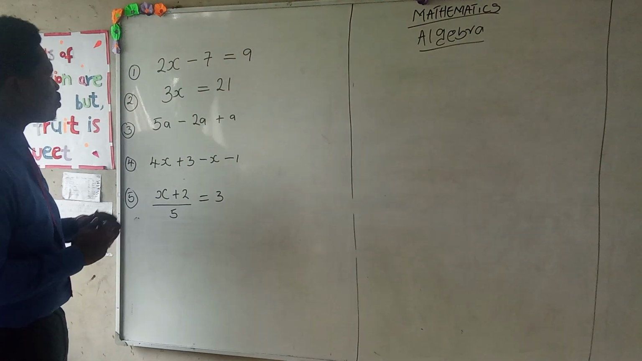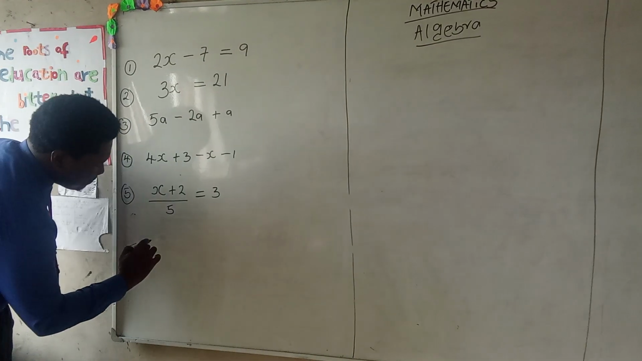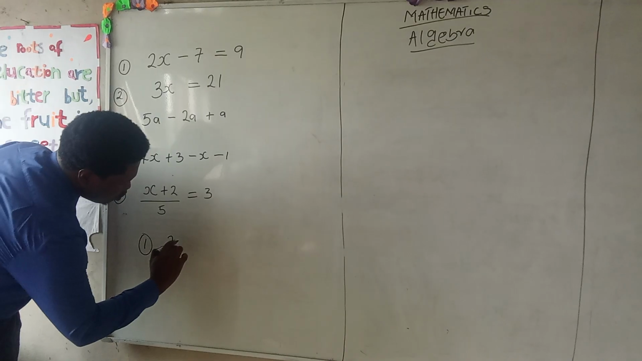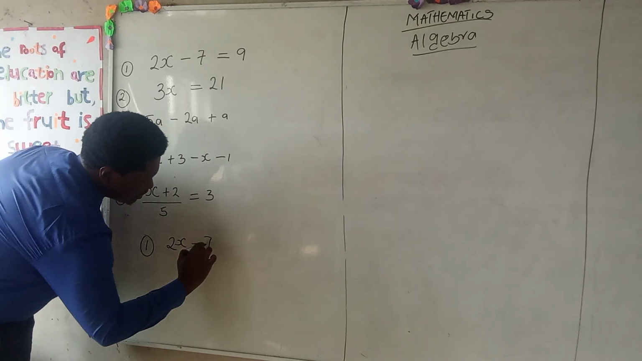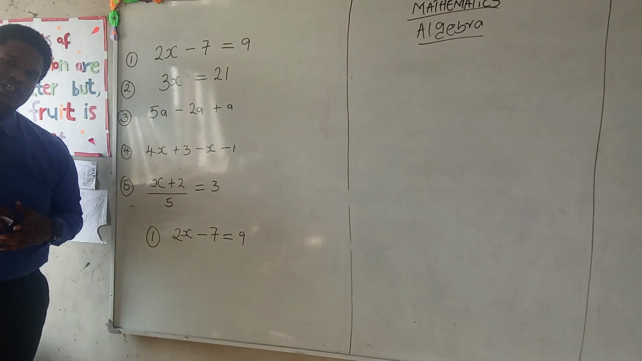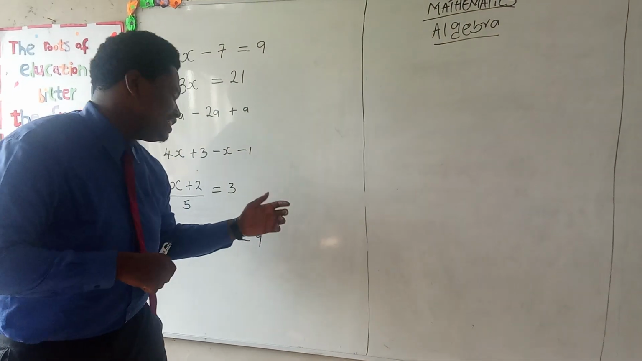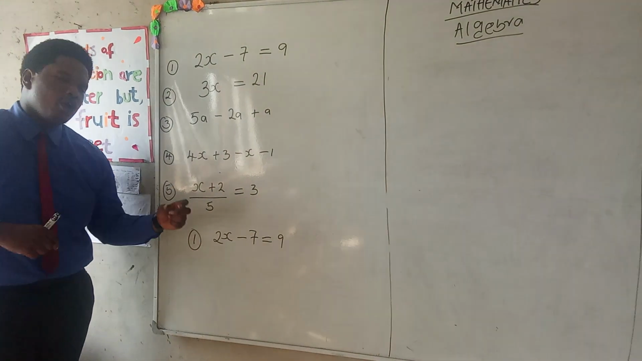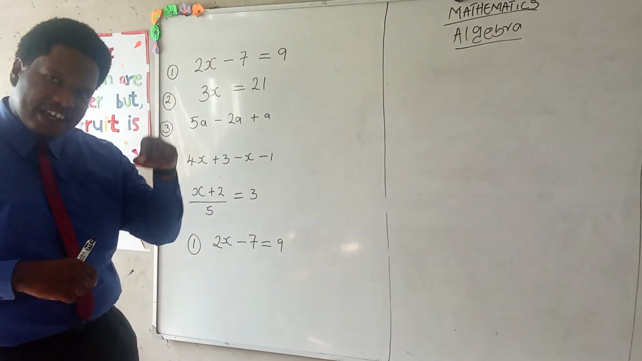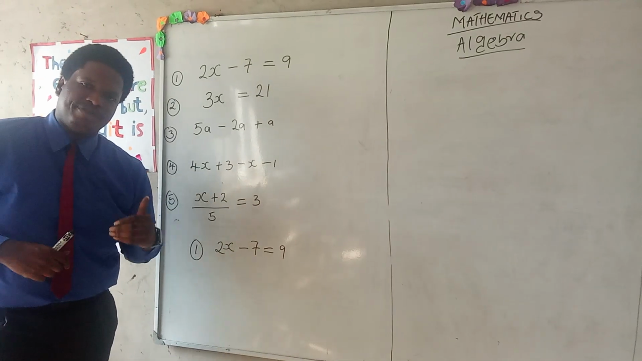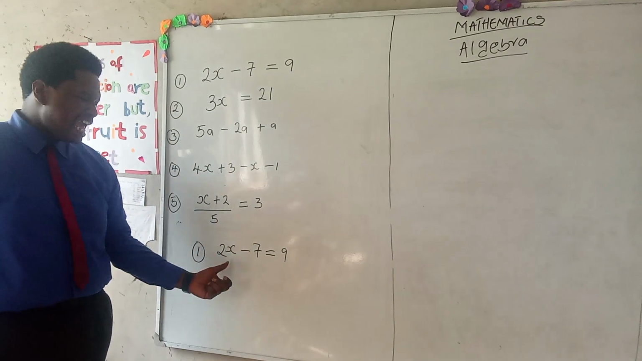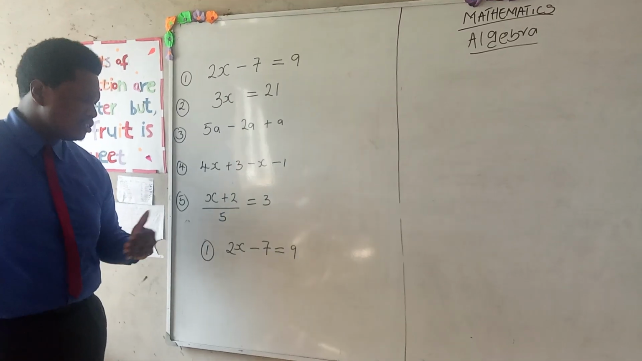Now the very first one we are going to solve, we have the first question: 2x minus 7 equal to 9. One of the exam tricks I want to reveal in this video is that when trying to look for the value of x, try to isolate the variable. What do we mean by isolating the variable? When we say isolate the variable, we're trying to make x the subject.